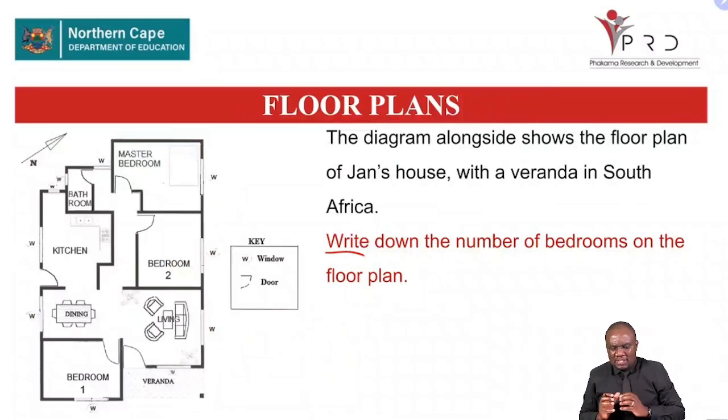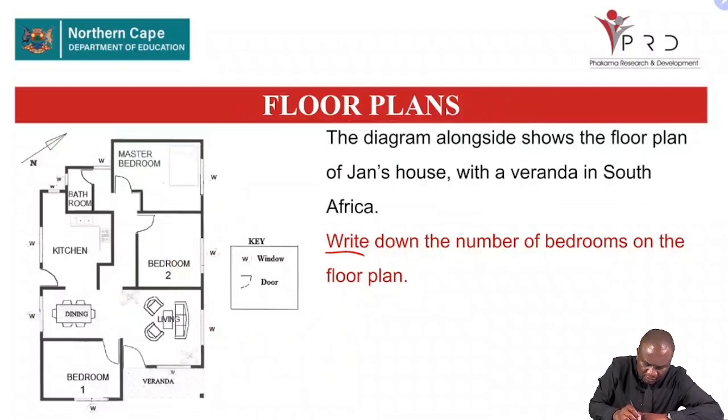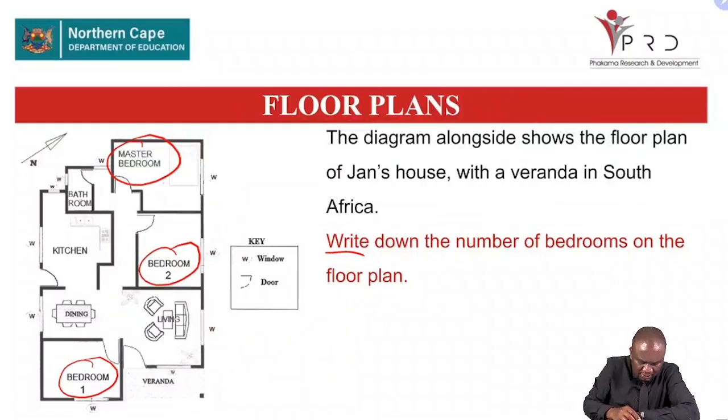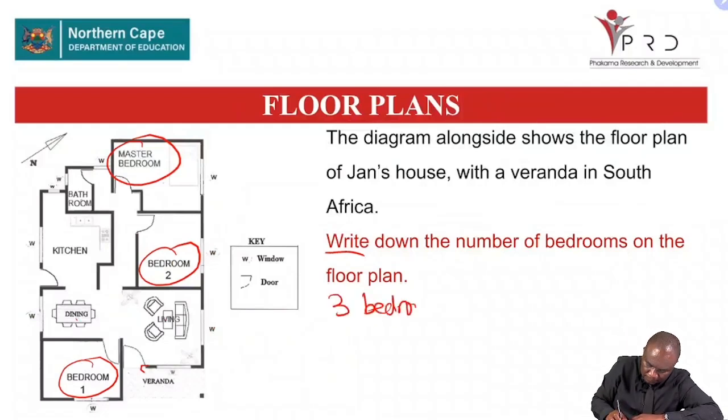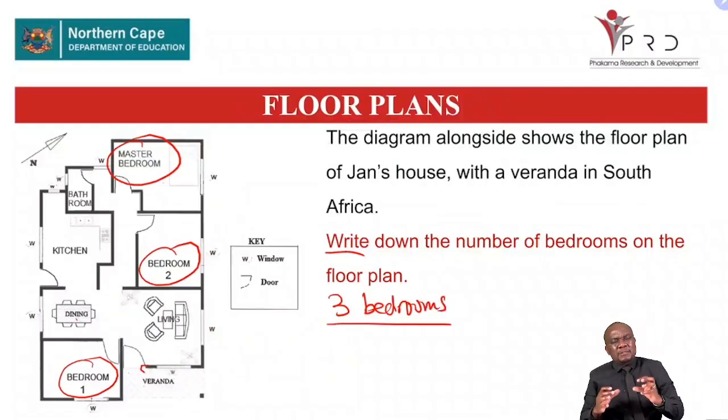Welcome back. Write down the number of bedrooms on the floor plan. The good thing about this subject, we are taught to be accurate and precise. Take your time. Don't undermine such questions and think, oh, this one is easy. Check. How many bedrooms do you see? 1, 2, 3. I need to confirm. This is bathroom, kitchen, living room, dining room, veranda. We have 3 bedrooms. You get your 2 marks. Done. Just be accurate. Don't rush.